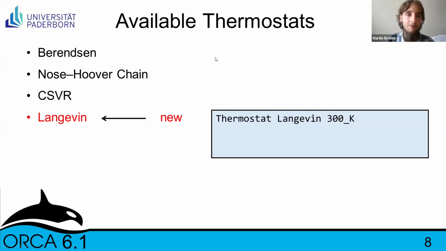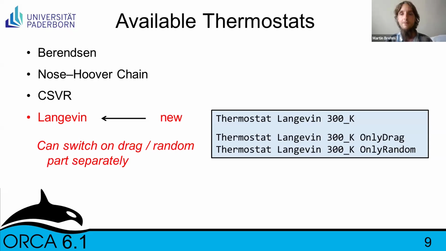And this is interesting because in principle, you can do something like Brownian dynamics. This would emulate an effect of an implicit solvent, which is just pushing your atoms around. And you can independently switch on and off the drag force or the random force. Here's an example. If you want the whole Langevin thermostat, you just write this line. And if you want only the drag force or only the random force, you write the line below here. Then you can say you want only a part of this Langevin thermostat.